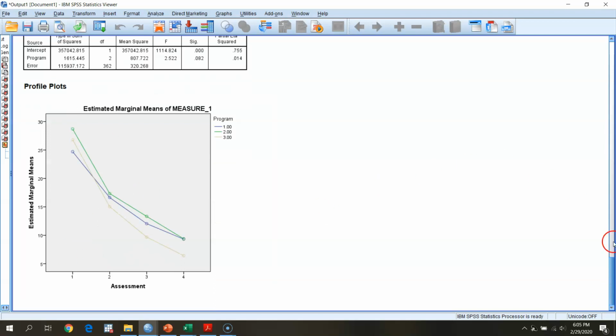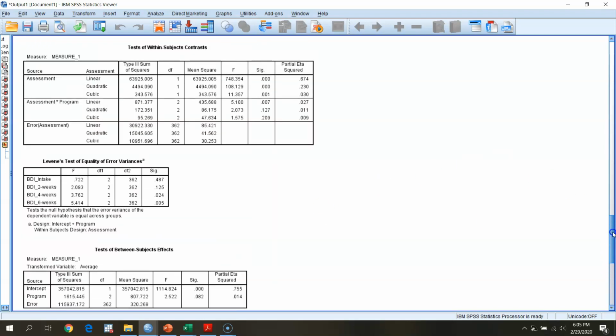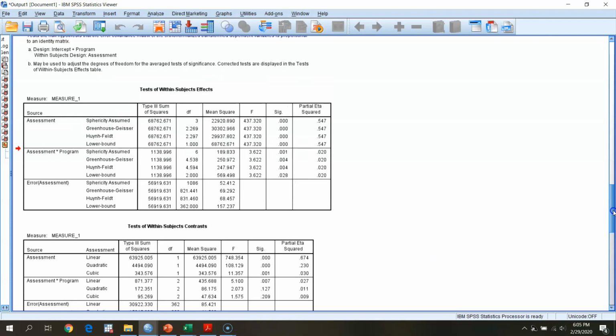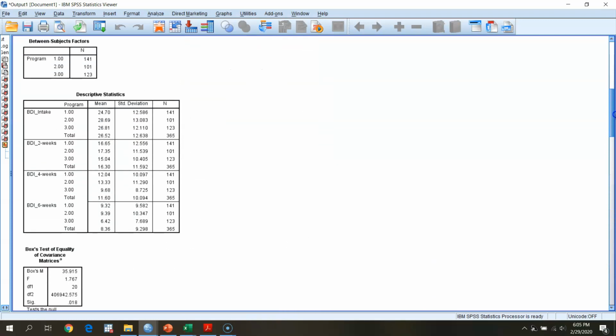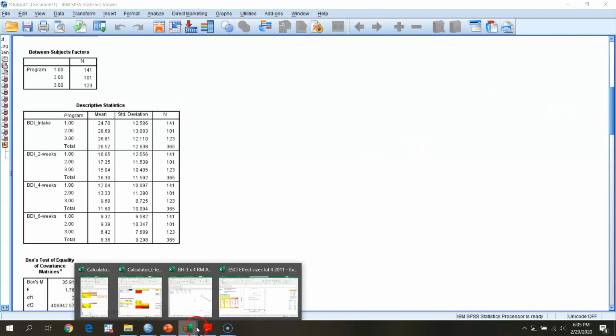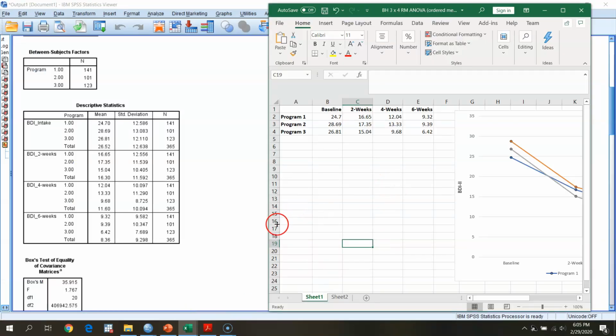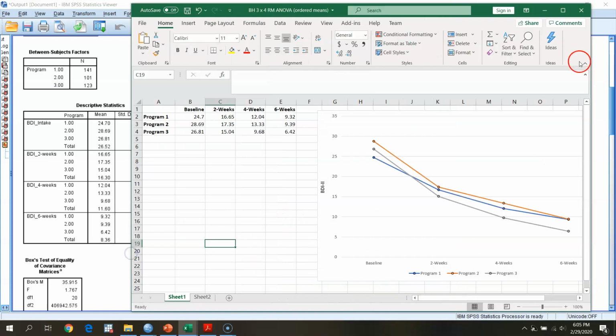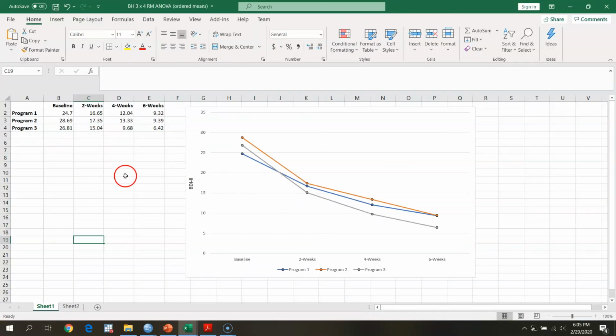Now, SPSS has given us a plot here. I don't really care for those plots all that much. What I did was go back up to our descriptives and take a look and just plot these out in Excel. I just like these plots a little bit better.